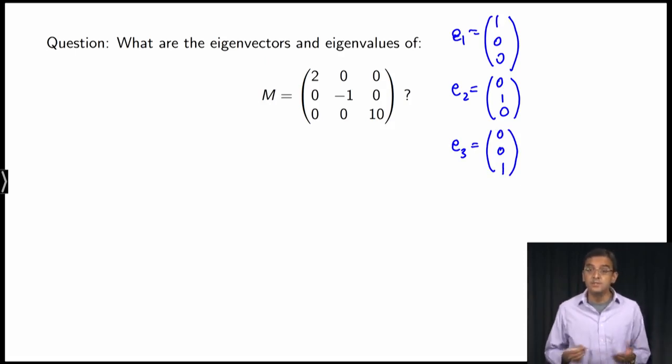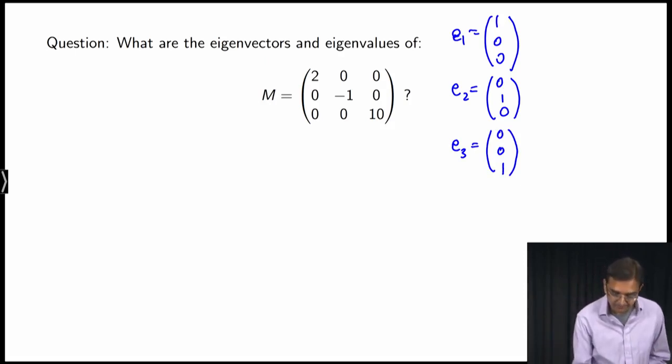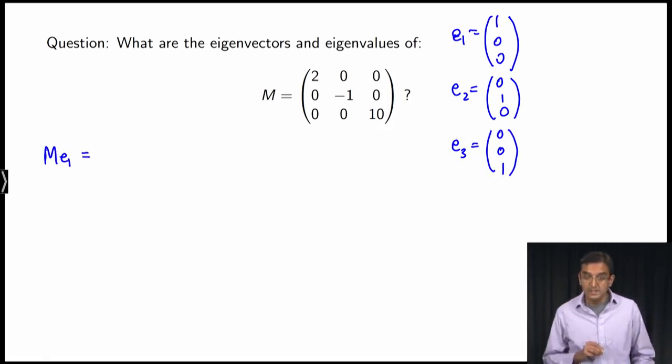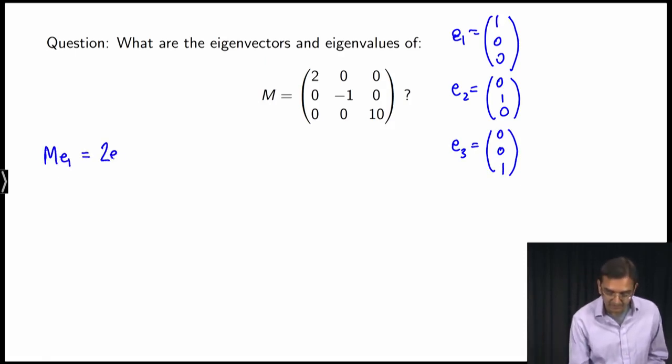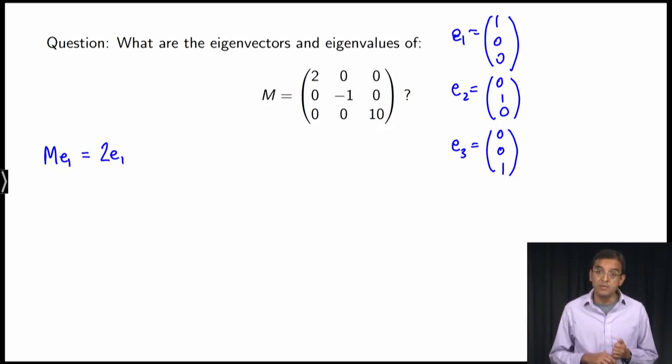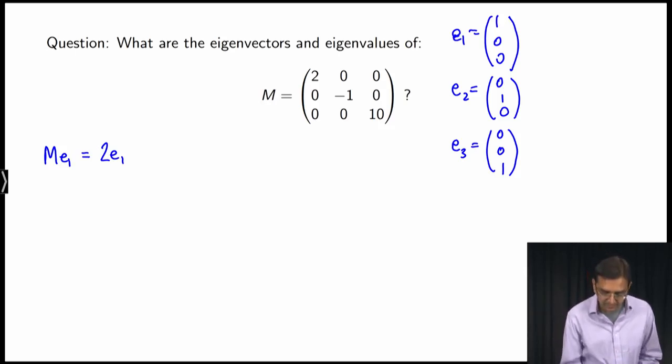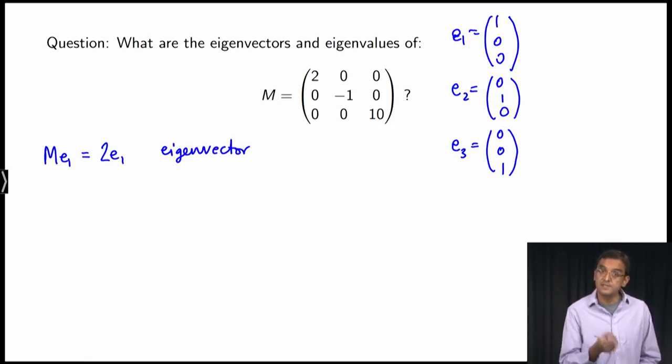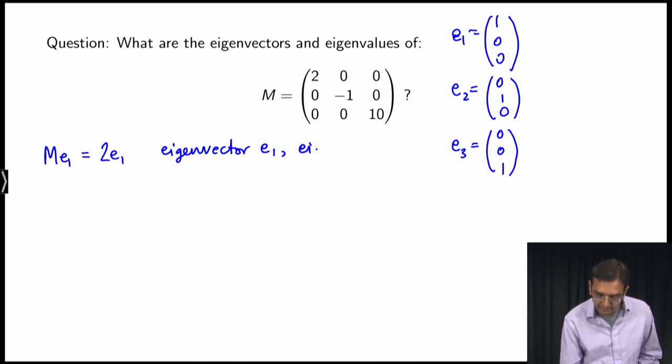What does M do to these directions? Okay, so M times E1 is simply twice E1. It sends E1 in the same direction, and so E1 really is an eigenvector of this matrix. So E1 is an eigenvector, and the corresponding eigenvalue is just the scaling factor, 2. So eigenvector E1, eigenvalue 2.